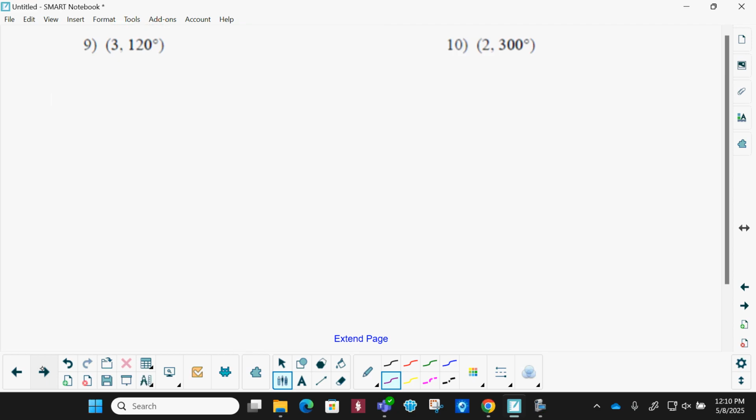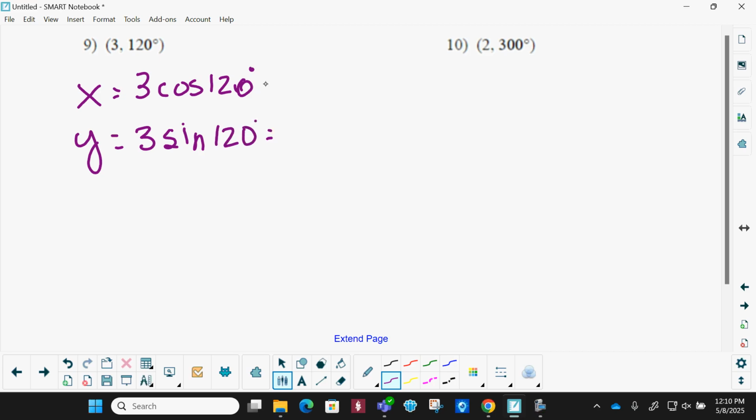Now, this one, I forgot to put the instructions on, but that's okay. So here what we're going to do is convert this to x and y. Now, remember x is cosine, alphabetical. So 3 cosine of 120, and then 3 sine of 120. So 3 cosine of 120 is negative 1.5, and 3 sine of 120 is going to be, we'll call that 2.6. And that's all you have to do here for this type of question.